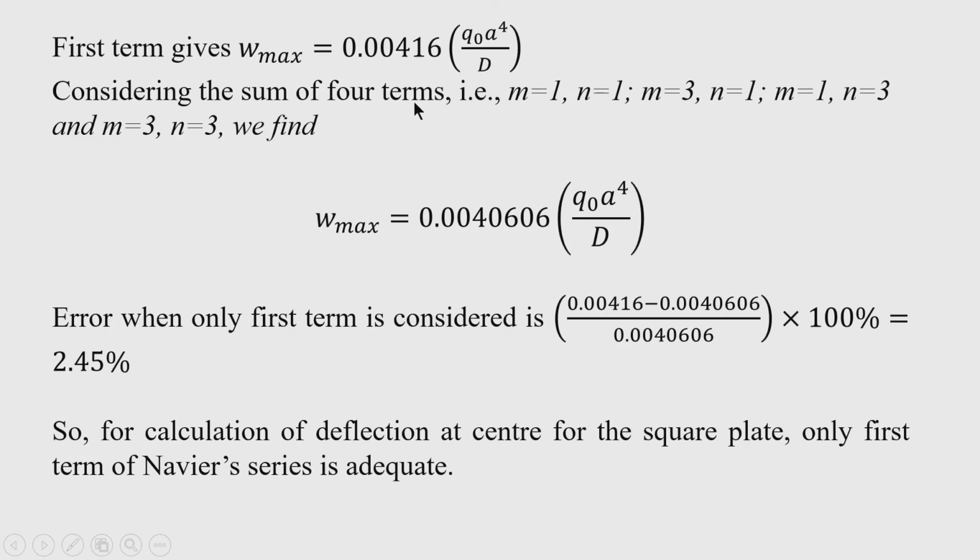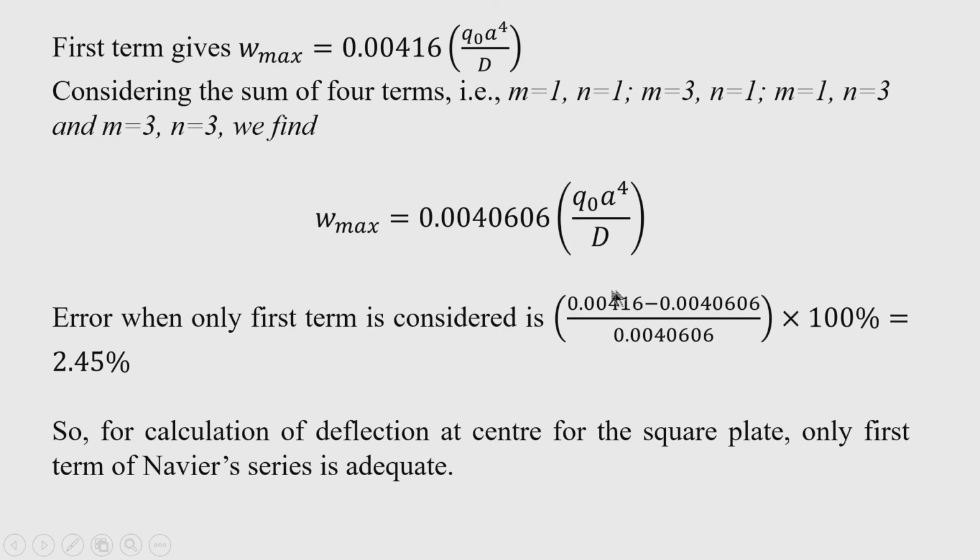When we consider the terms m and n varying from 1 to 3, that is m is equal to 1, n is equal to 1; m is equal to 3, n is equal to 1; m is equal to 1, n is equal to 3; and m is equal to 3, n is equal to 3, we get W max as 0.00406 q naught a to the power 4 by D.